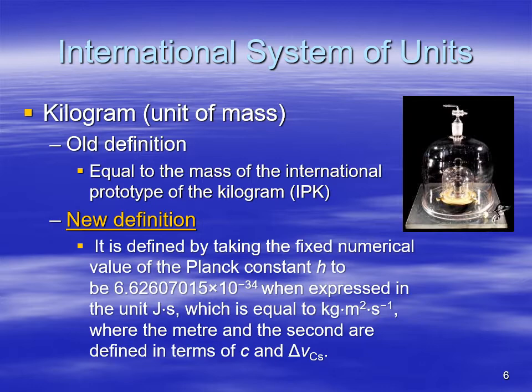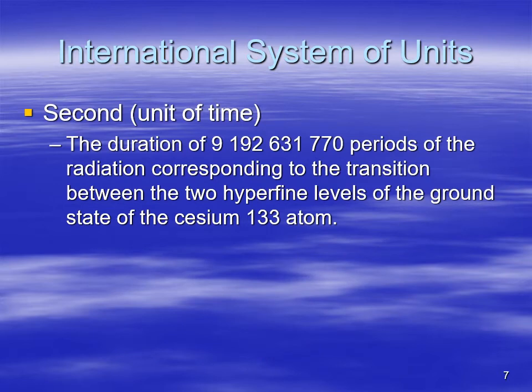So let's take a look at the other units. Here is the second. The second is the duration of 9,192,631,770 periods of the radiation corresponding to the transition between the two hyperfine lines of the ground state of the cesium-133 atom. And once again, this is a constant.